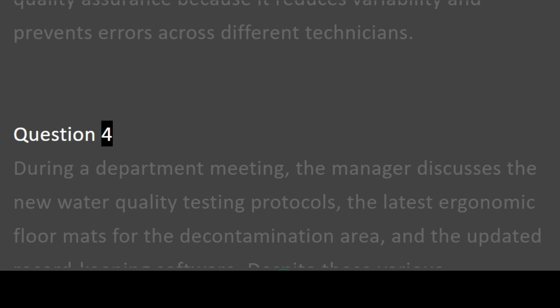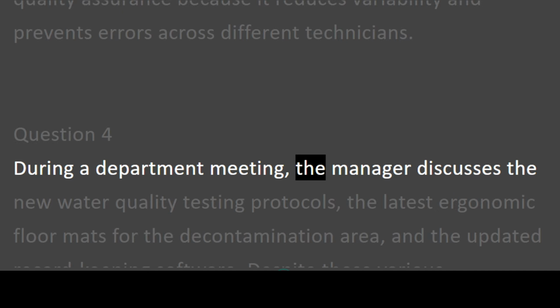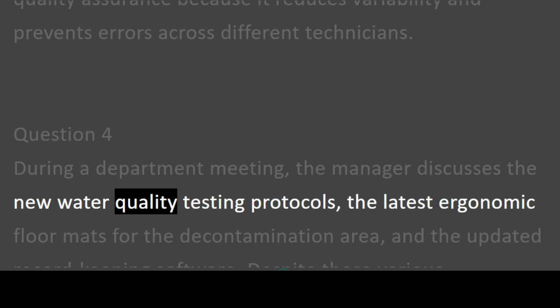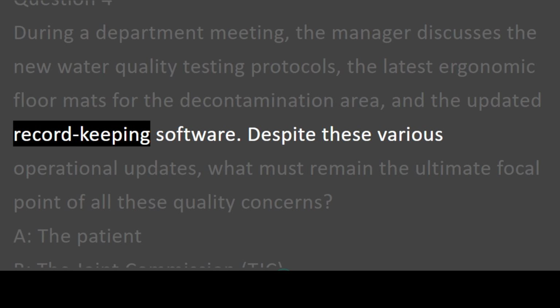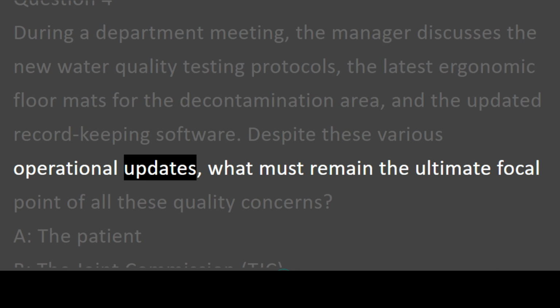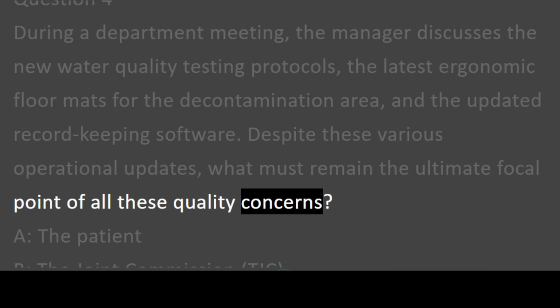Question 4. During a department meeting, the manager discusses the new water quality testing protocols, the latest ergonomic floor mats for the decontamination area, and the updated record-keeping software. Despite these various operational updates, what must remain the ultimate focal point of all these quality concerns?